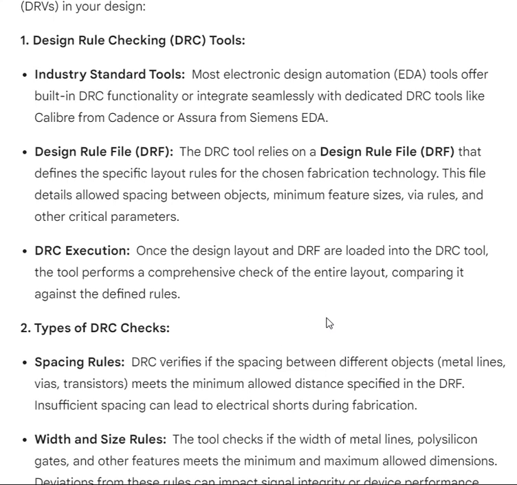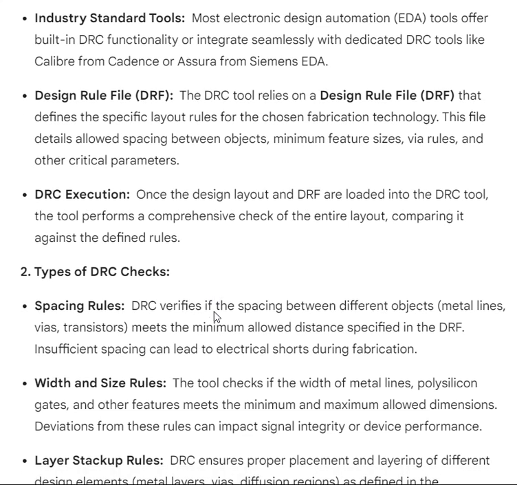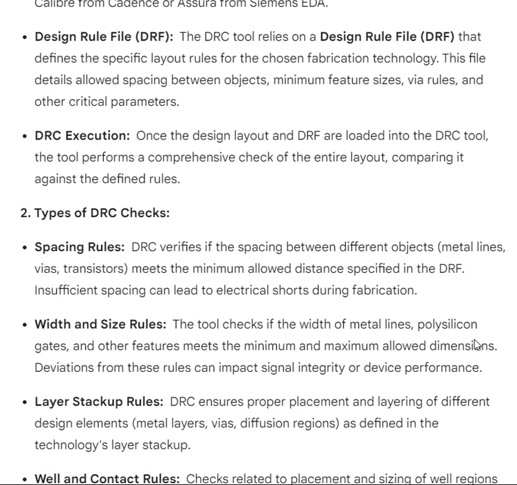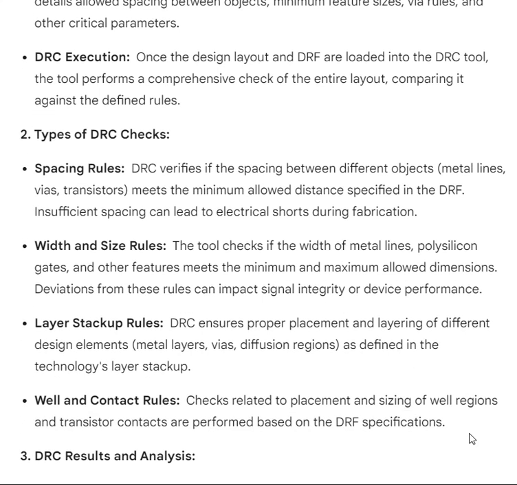2. Types of DRC checks. Spacing rules: DRC verifies if the spacing between different objects, metal lines, vias, transistors, meets the minimum allowed distance specified in the DRF. Insufficient spacing can lead to electrical shorts during fabrication. Width and size rules: the tool checks if the width of metal lines, polysilicon gates, and other features meets the minimum and maximum allowed dimensions. Deviations from these rules can impact signal integrity or device performance.